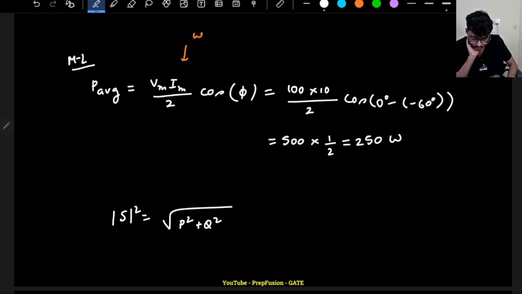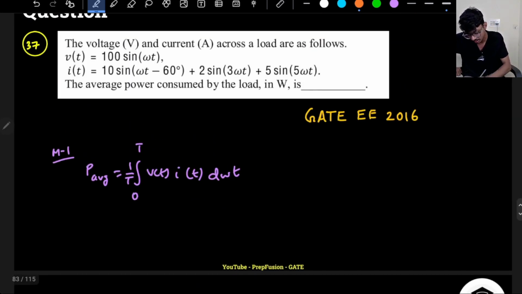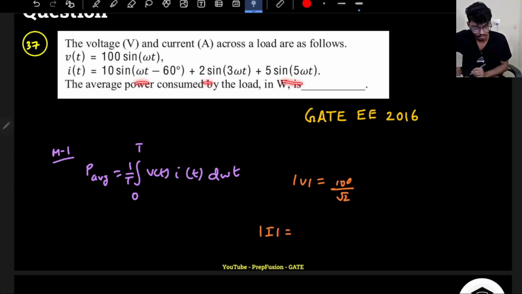So what they do is they say that from here I know the active power, and I know the apparent power, which is simply the product of voltage and current. What is the product of voltage and current? The voltage is 100 by root 2 basically. What is the RMS value of current? All these are orthogonal, so I can individually square the RMS values and add, then take the whole under root.